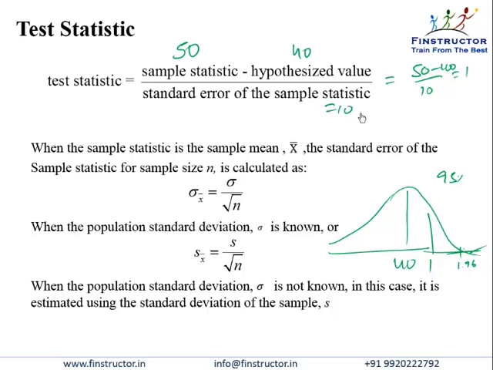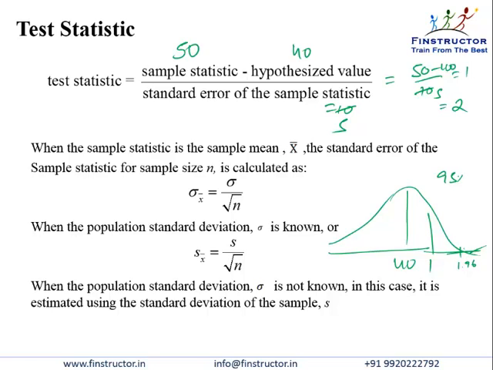If the standard error, for instance, was not 10, it was only 5, the test statistic would have come out to be 2. Then we would have said that for a variable which has a standard error of only 5 and the hypothesized value is 40, if the observed value is 50, then it doesn't look like the mean is 40. Mean is different from 40, or we can reject the null that mean is equal to 40 because it is 2 standard deviations away.